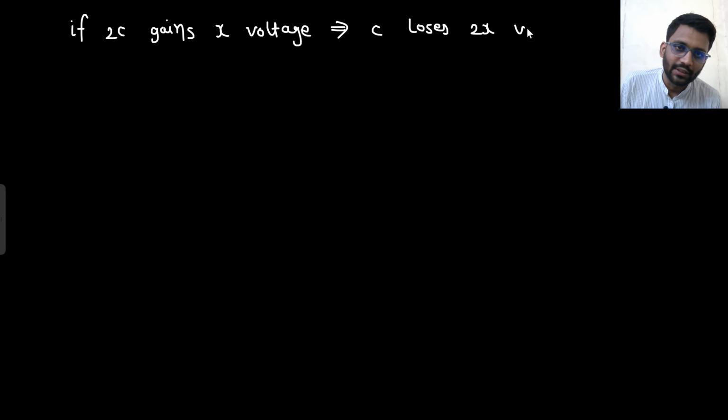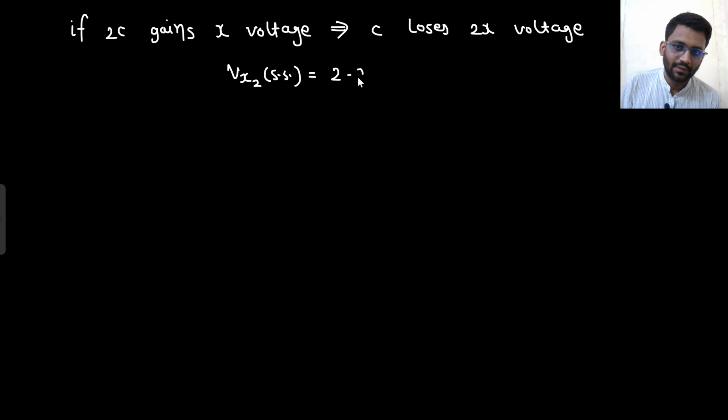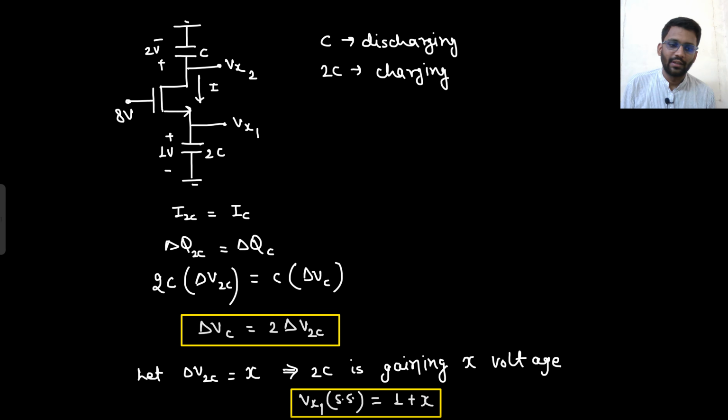If 2C gains X voltage, then C loses 2X voltage. Say yes or no. What will be your Vx2 steady state? That would be 2 volt minus 2X. It was gaining X voltage and it was losing 2X voltage.